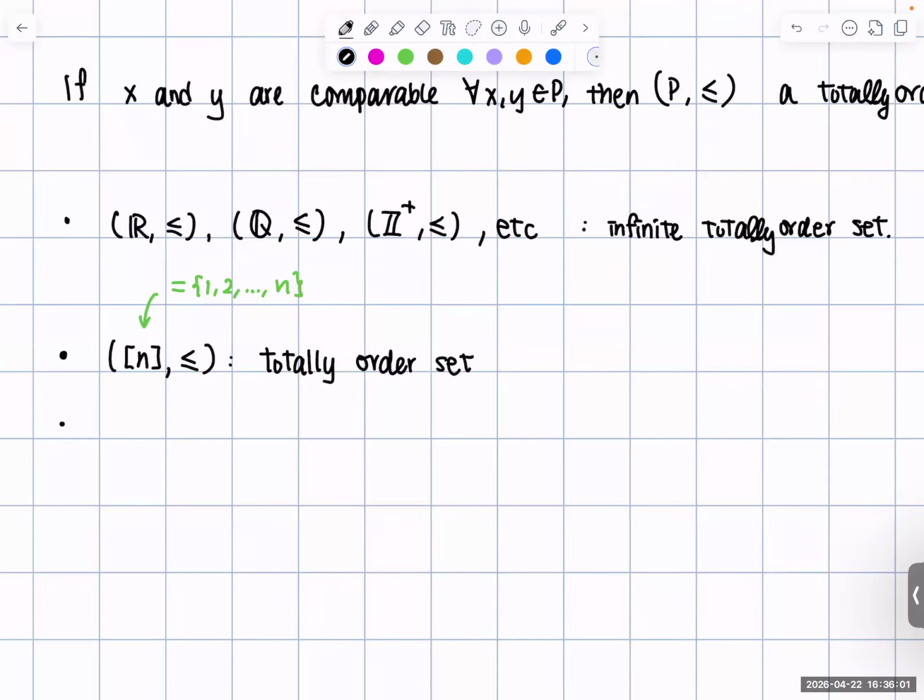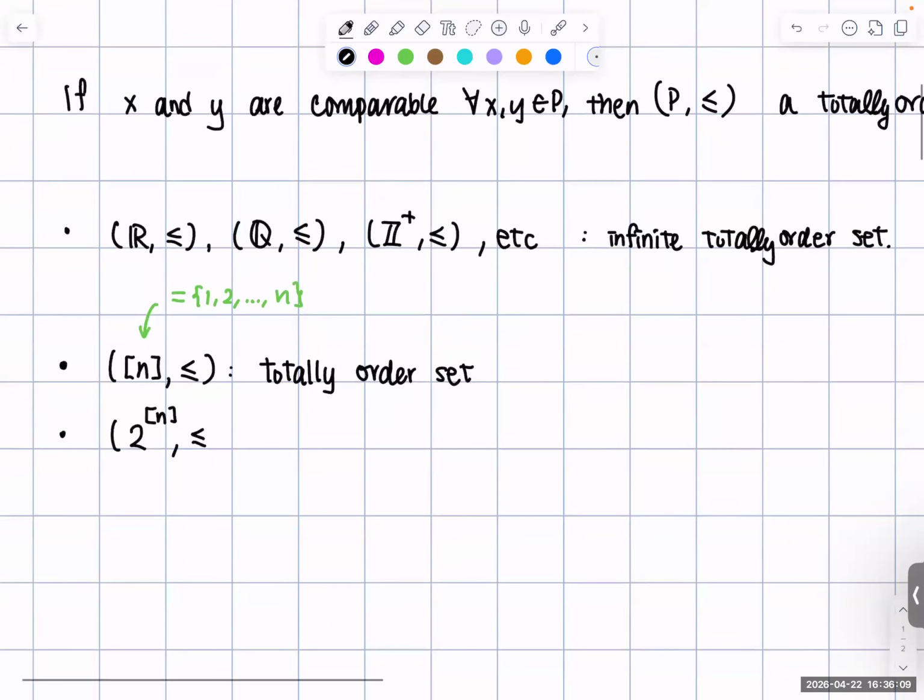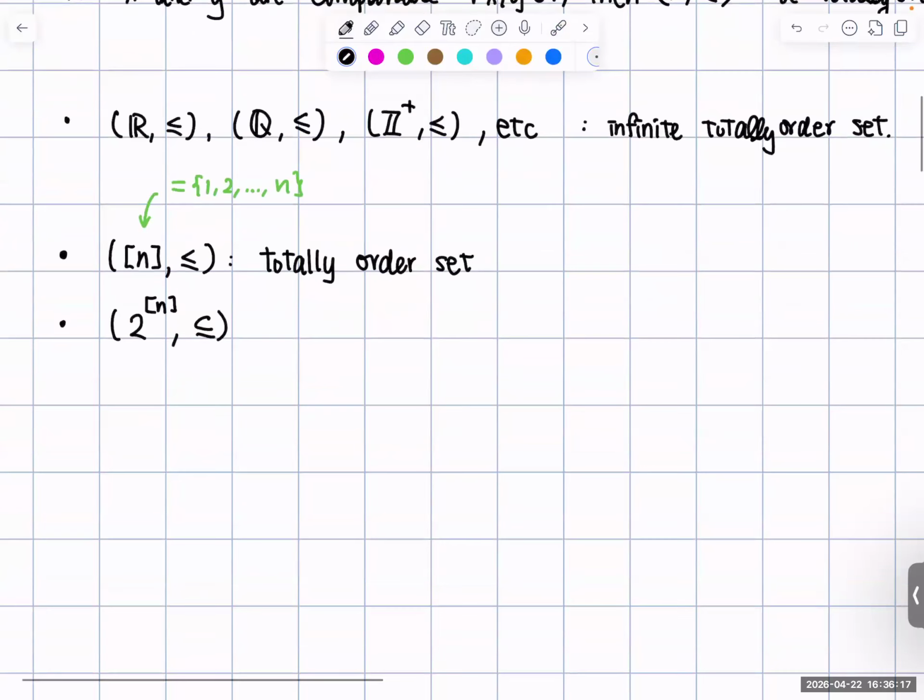We also have something called the Boolean algebra. This is the power set of [n], and the order here, instead of writing less than or equal, I'm going to write inclusion. This is the set of subsets, B, where B is a subset of [n]. So this is a partial order.